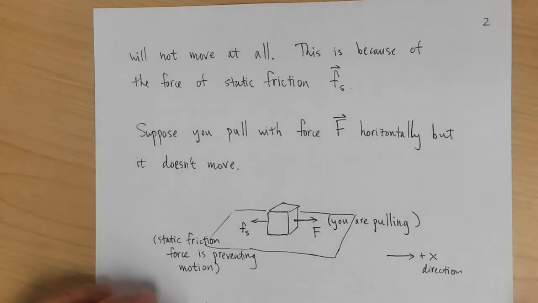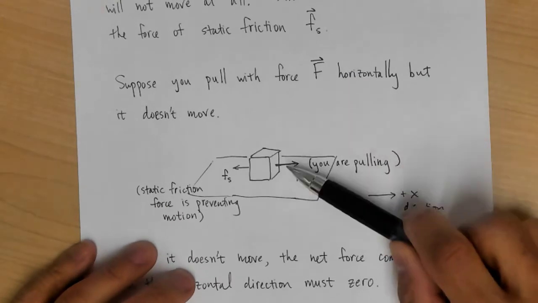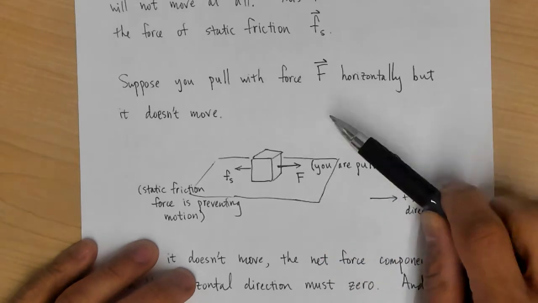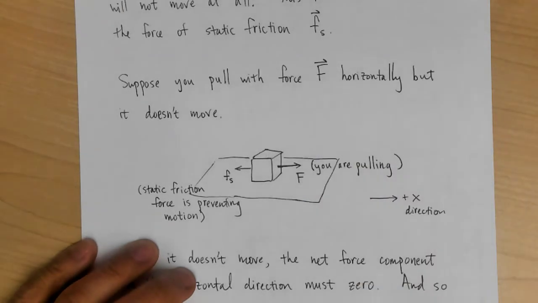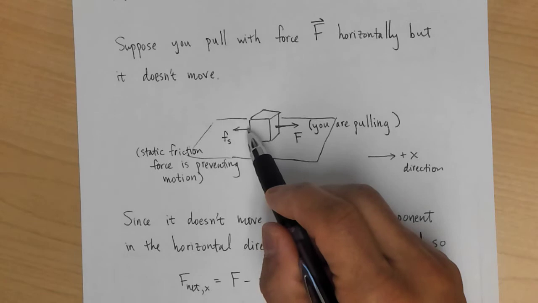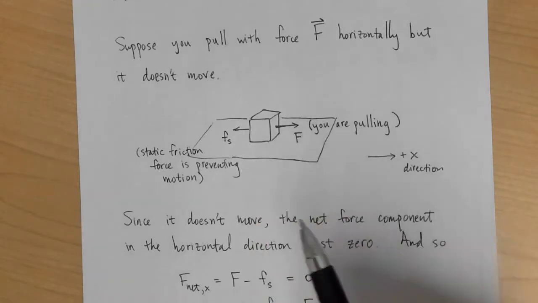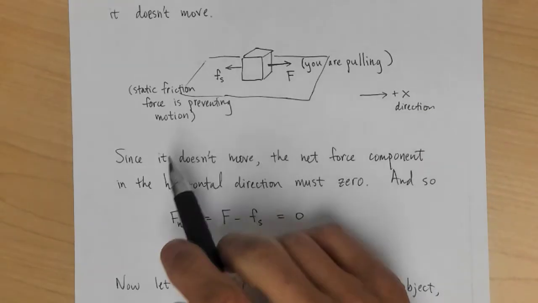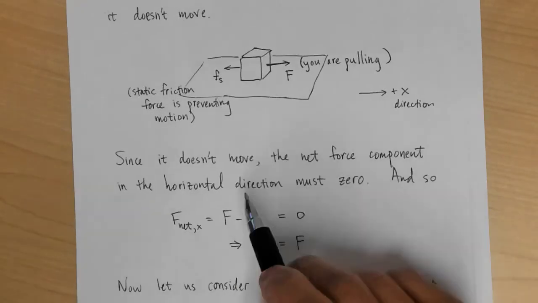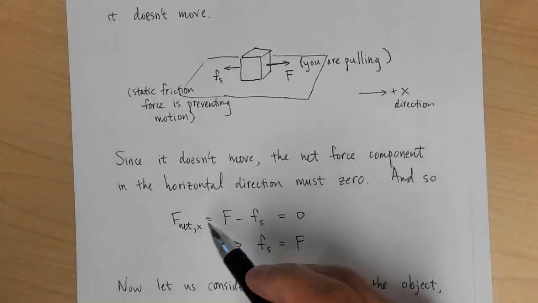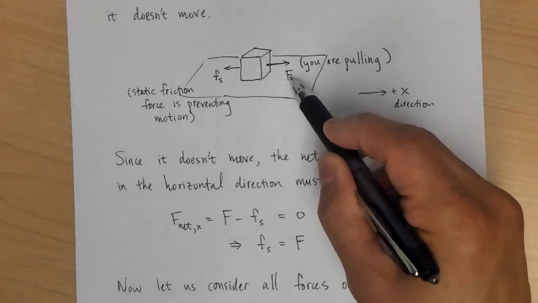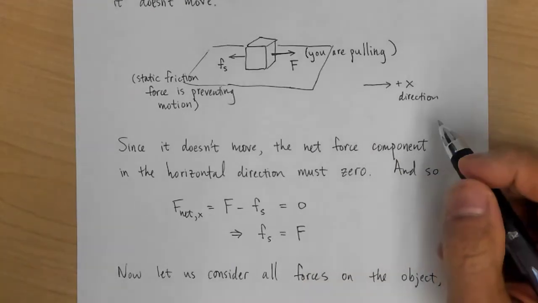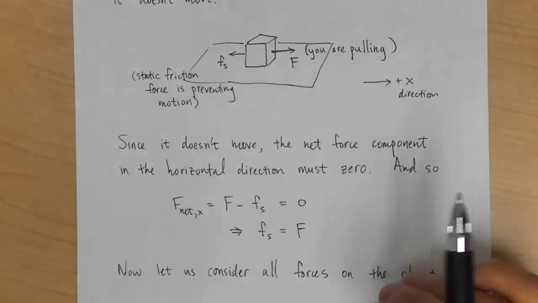S for static. Now suppose I pull with a force capital F horizontally on this object sitting on the table or some surface, but let's say you don't pull hard enough and it does not move. Then what's happening is that there's this force of static friction that's opposing your force. Let's say this direction you're pulling is in the plus x direction. Now, since it doesn't move, the net force component in the horizontal direction must be 0. And so the net force x component is F minus Fs, which is equal to 0, and so Fs is equal to capital F. It's counteracting your force exactly.